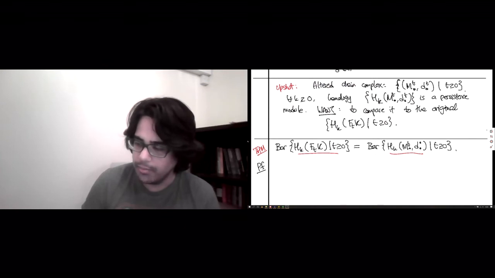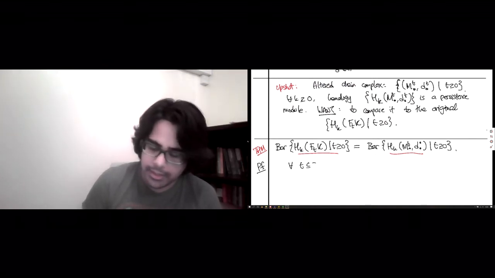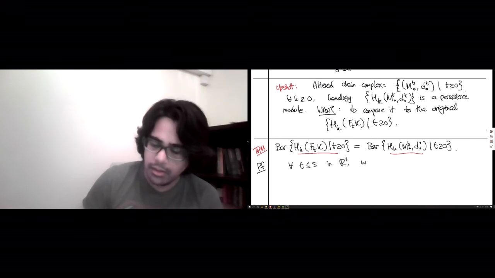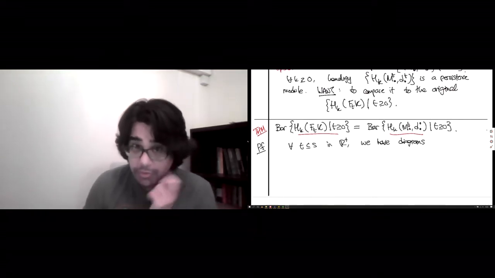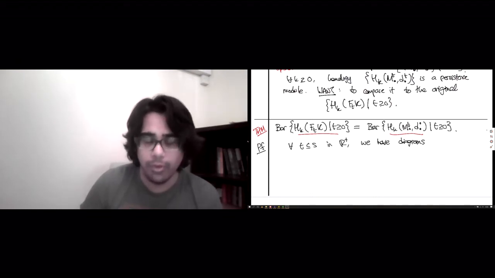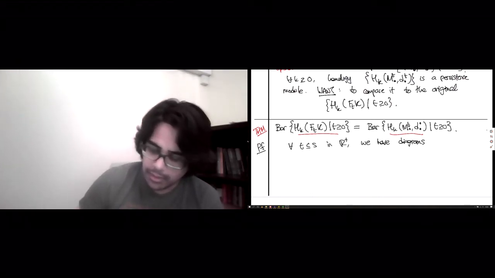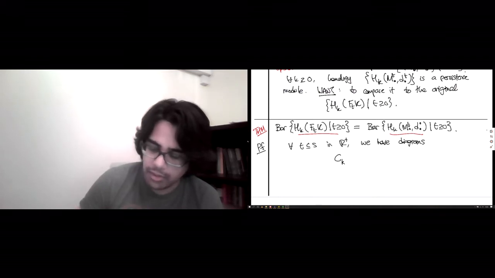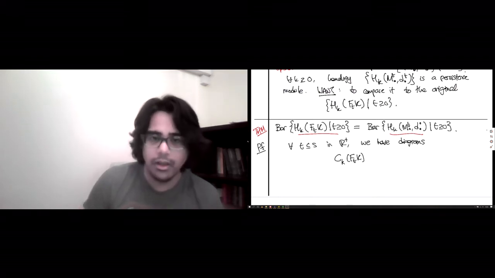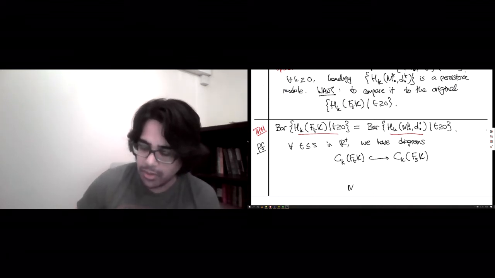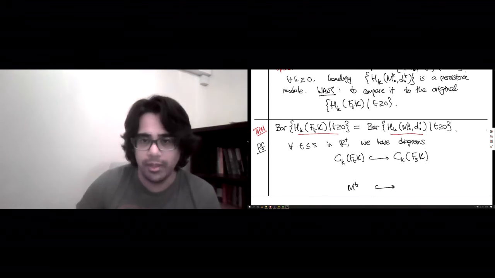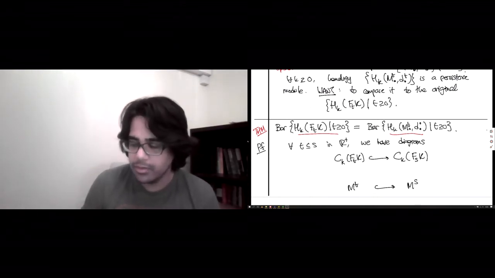So for every t less than or equal to s in R plus, we have diagrams, and I'll just make one big diagram, but we have one for every pair t less than or equal to s, of the following type. So you're going to get the kth chain group of F_t K, including into the kth chain group of F_s K. And similarly downstairs, you're going to have the Morse complex inclusions, which we just proved in the previous proposition. Okay, so these are inclusions.